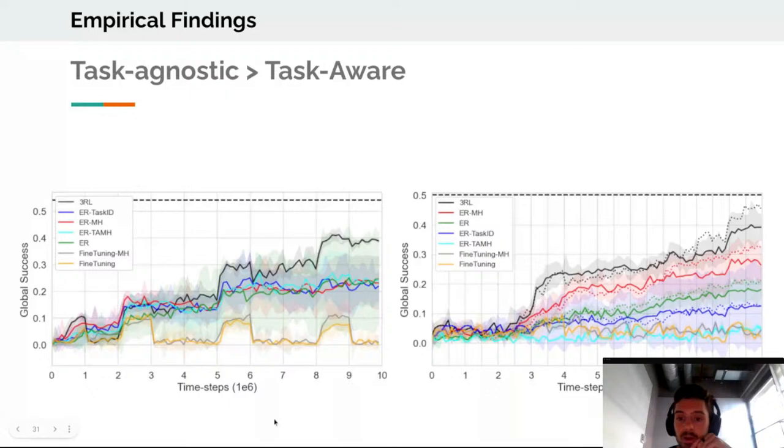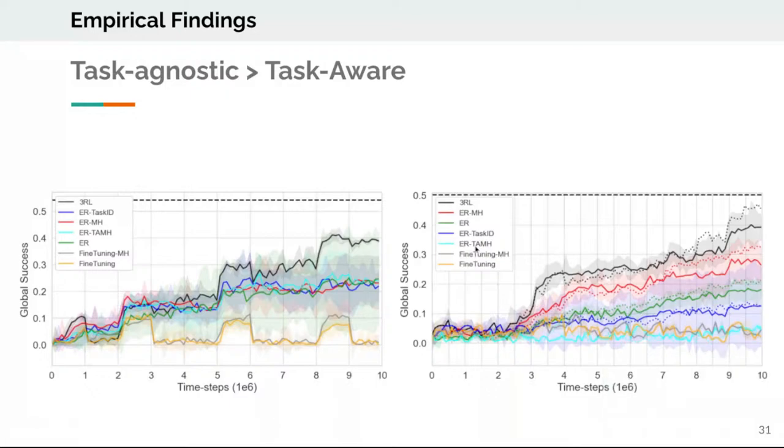So here, for example, vertically, each vertical line represents a task change, and the performance I'm reporting is the global performance on all tasks the agent should learn. So this is why the performance is increasing over time. So here's their 10 tasks, and here's their 20 tasks.